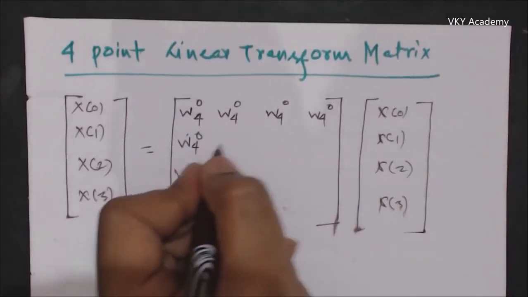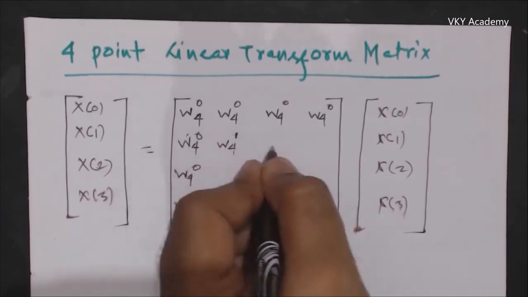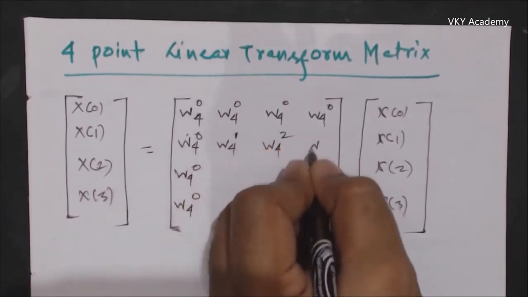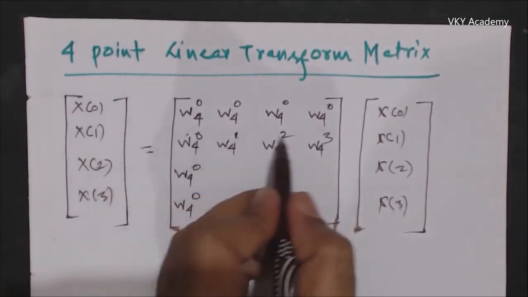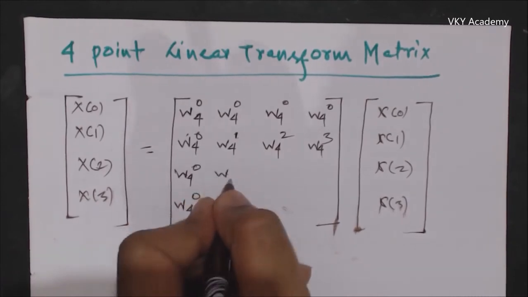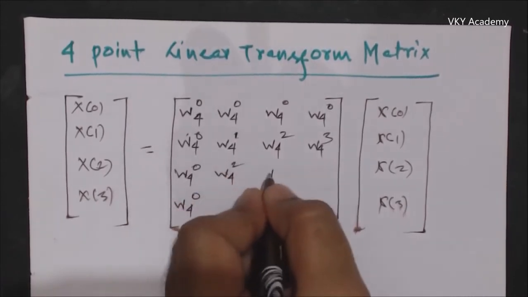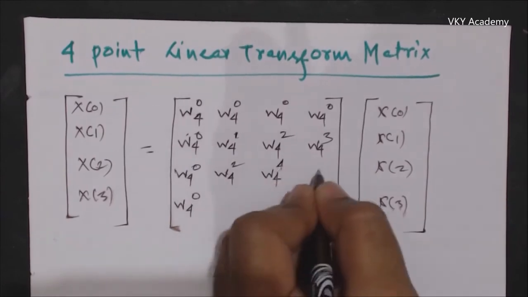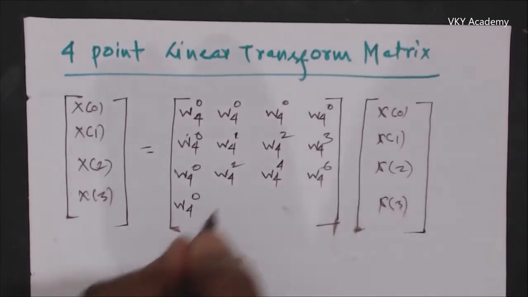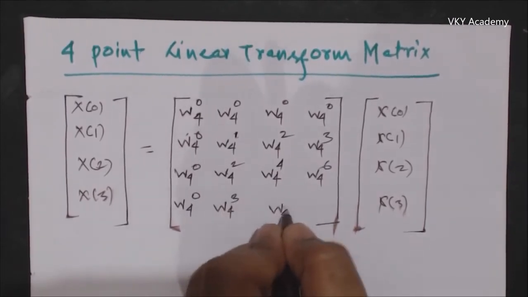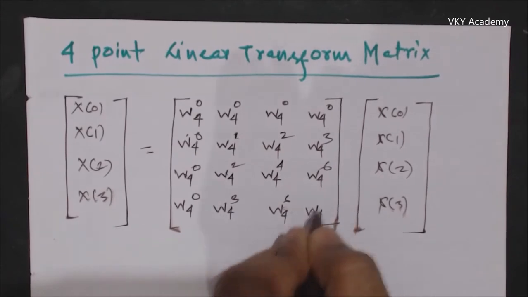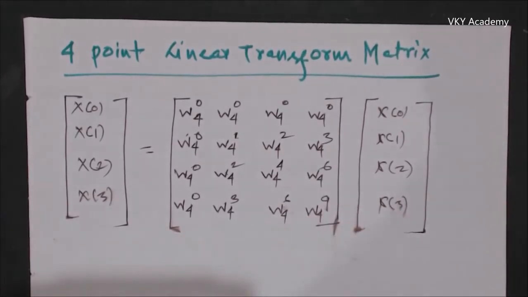Now the second row will be W4 to the power 1, W4 to the power 2, W4 to the power 3, or you can see the multiplication table of 1: 0, 1, 2, 3. Then it will be the multiplication table of 2: W4 to the power 2, W4 to the power 4, W4 to the power 6. Next is W4 to the power 3, W4 to the power 6, W4 to the power 9. So this is the W matrix, or the linear transformation matrix, of a 4-point DFT.